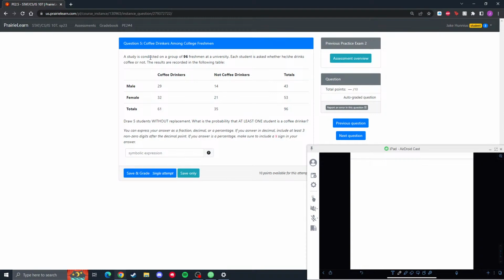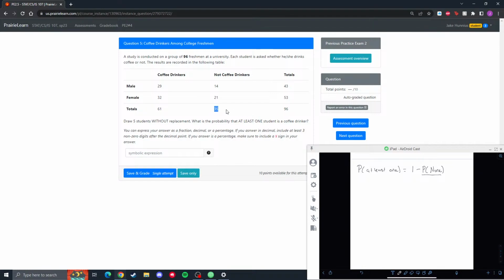So we have a study conducted on 96 freshmen at a university on whether or not they drink coffee. We're drawing 5 students without replacement. What is the probability that at least one student is a coffee drinker? Well, this is the probability rule, that the probability of at least 1 is equal to 1 minus the probability that none of them drink coffee. So we're just going to calculate the probability that none of them drink coffee and then do 1 minus that.